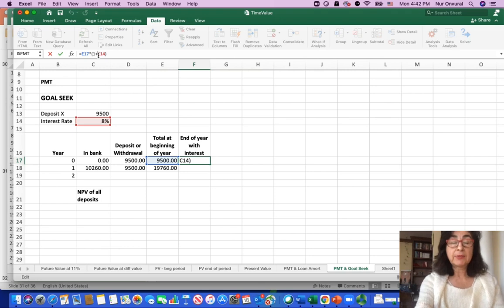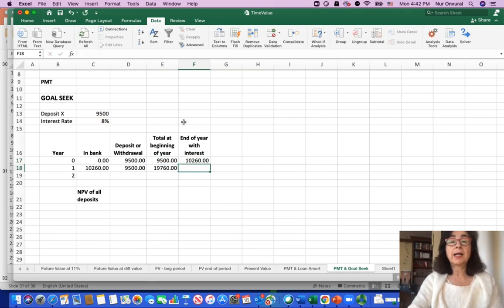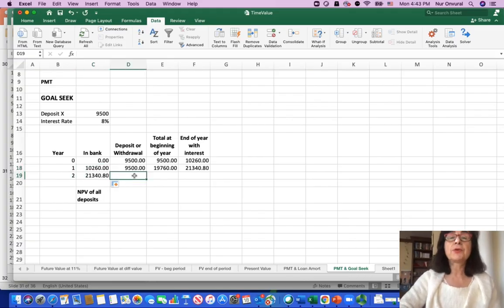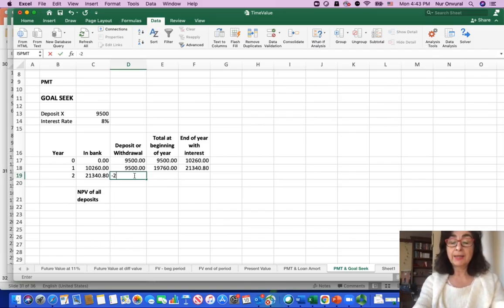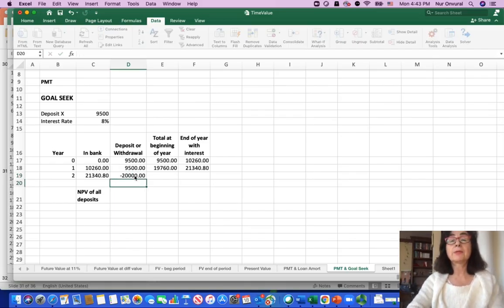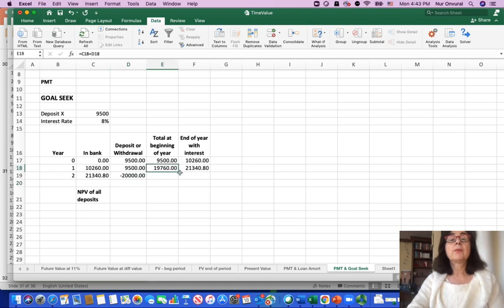And we know that the interest rate is 8%. I have to make sure that that cell stays constant before I copy that formula. Then we know that in year 2, with whatever he has in the bank, he's going to buy that car, which is $20,000. And when he pays that amount, whatever is left is still going to earn some interest.